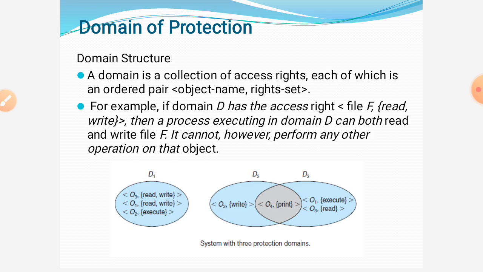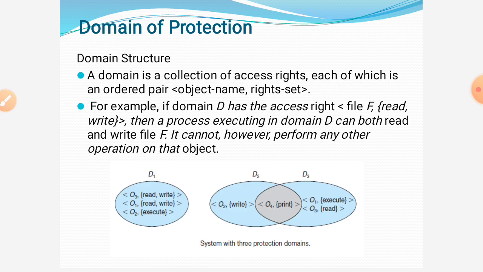If the domain D has the access right, file ഏതെങ്കിലും ഒരു ഫയലിൻ്റെ പേര്, then read write, then a process executing in domain D can both read and write the file F. It cannot perform any other operation, that means execution, they can't perform the execution. Here there is an example.